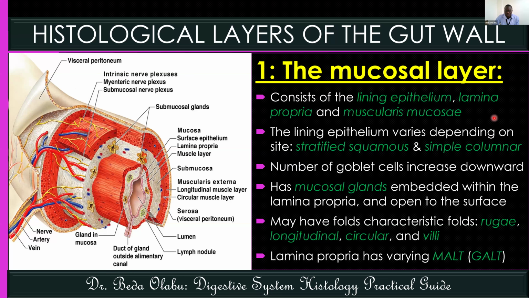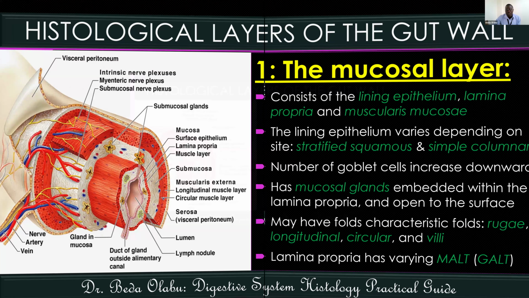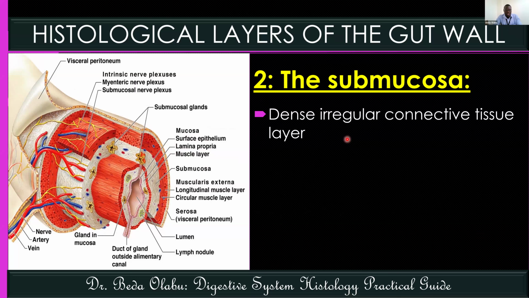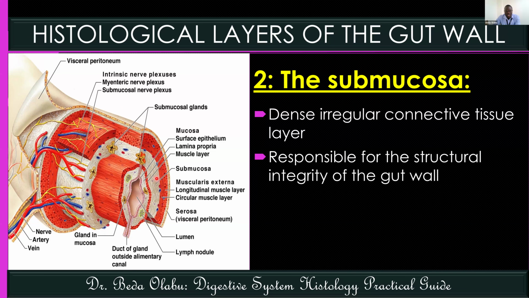So that's the story of layer 1. Let's talk about layer 2. Layer 2, the submucosa, is a dense, irregular connective tissue layer, this one here, primarily responsible for the structural integrity of the gut wall. So the strength of the gut wall relies on the submucosa. This is because it contains collagen fibers, type 1 collagen fibers, responsible for strength.